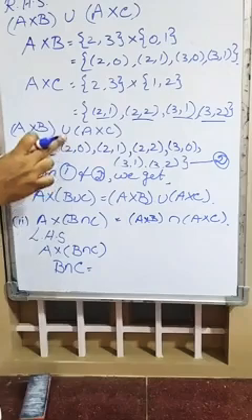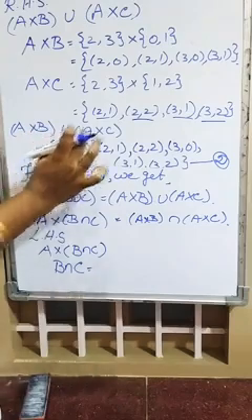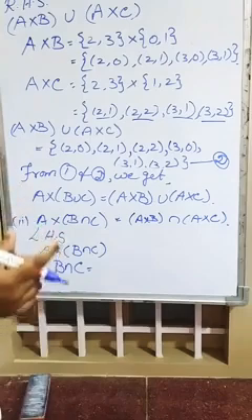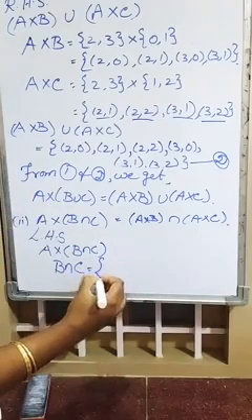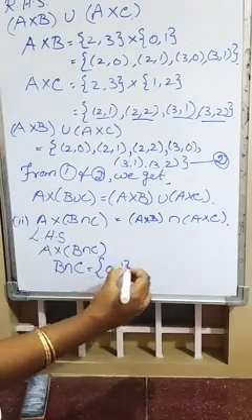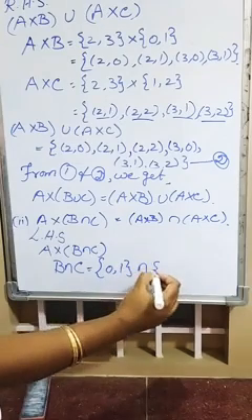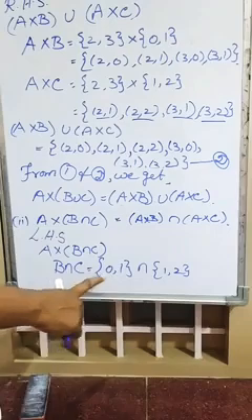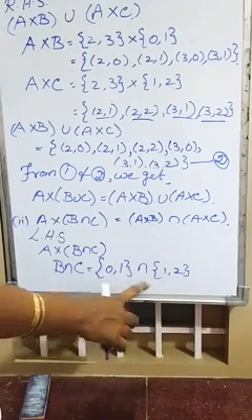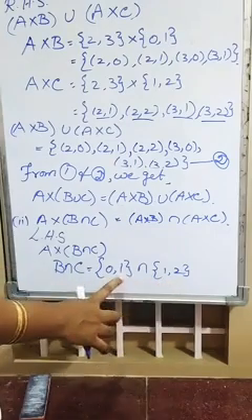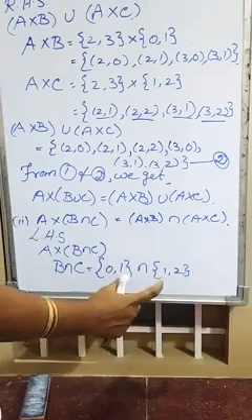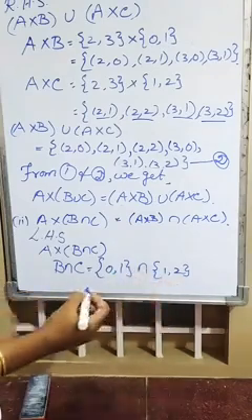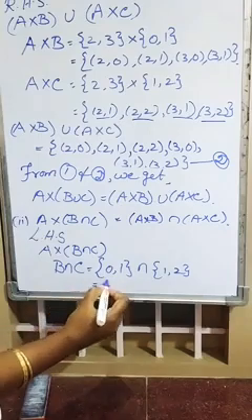Already we learned about union. Union means you have to combine all. Intersection means you have to choose the common elements. In B you have 0, 1. In C you have 1 and 2. What are the common elements? Check here: 0 is not present in C. 1 is present in both. Therefore 1 is the only element present in B and C. Therefore your answer is only 1.